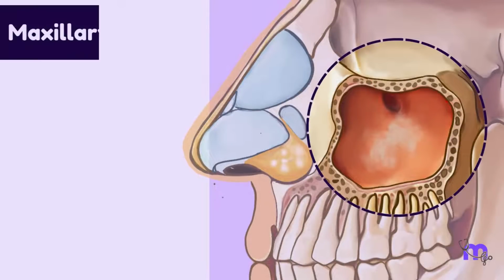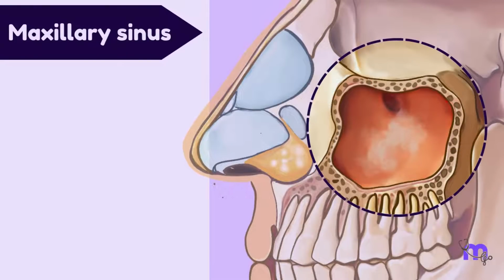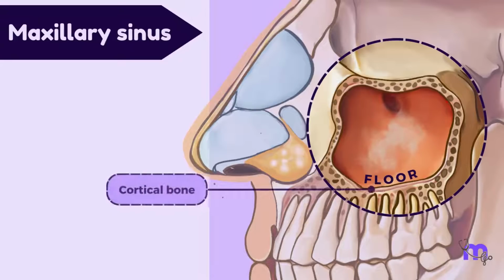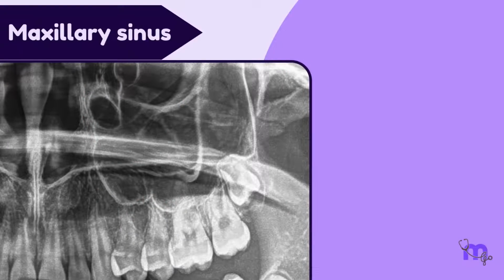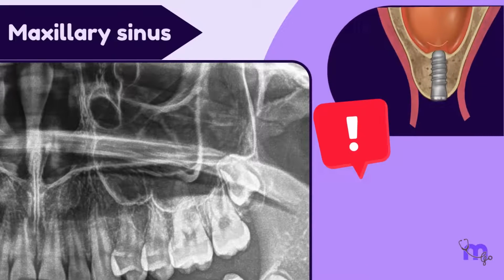Moving on, let us discuss the maxillary sinus. It is an air-filled cavity in the upper jawbone, with its floor being composed of dense cortical bone. The sinuses appear as paired radiolucencies located above the apices of maxillary premolars and molars, and the floor of the maxillary sinus is visible as a radio-opaque line at the inferior aspect of the sinus. The closer the tooth roots are to the sinus floor, the greater the chance of complications during dental procedures, such as implant placement and tooth extractions.